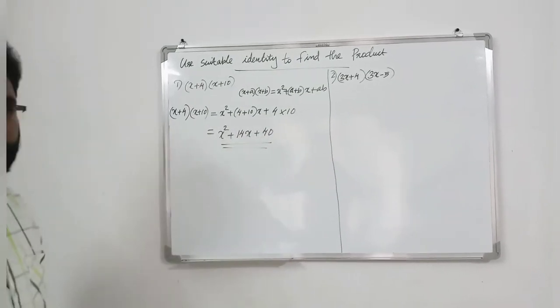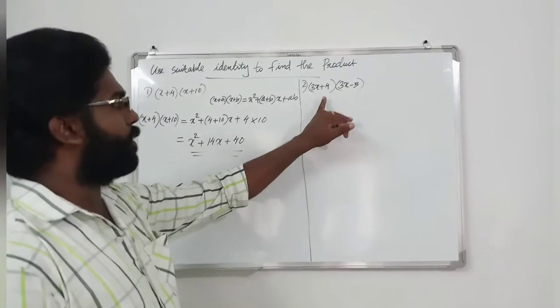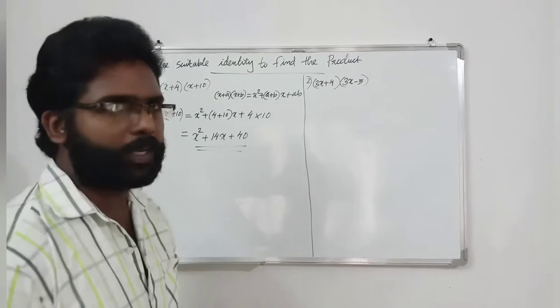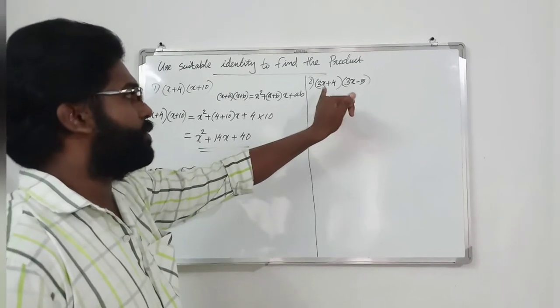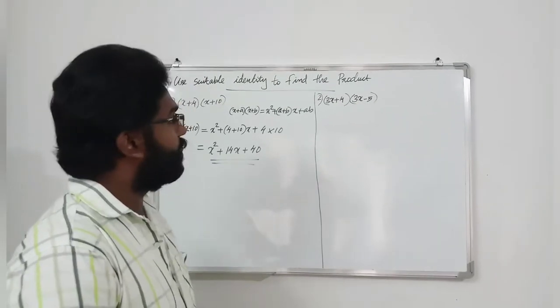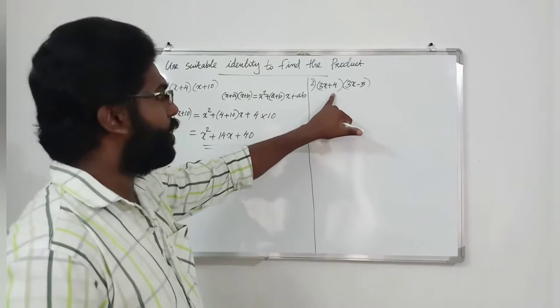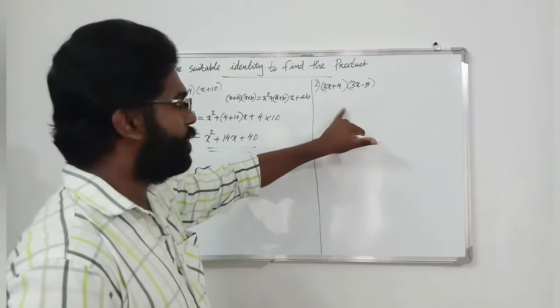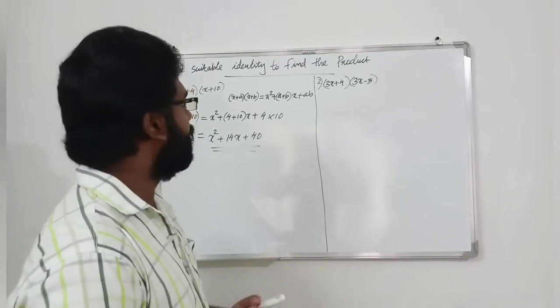Okay. Then second question, 3x plus 4 and 3x minus 5. Here the first terms are the same, 3x and 3x, but one is plus and one is minus. First we check: can we use (a plus b) the whole square? Not possible. (a minus b) the whole square? Not possible. a square minus b square? Not possible.